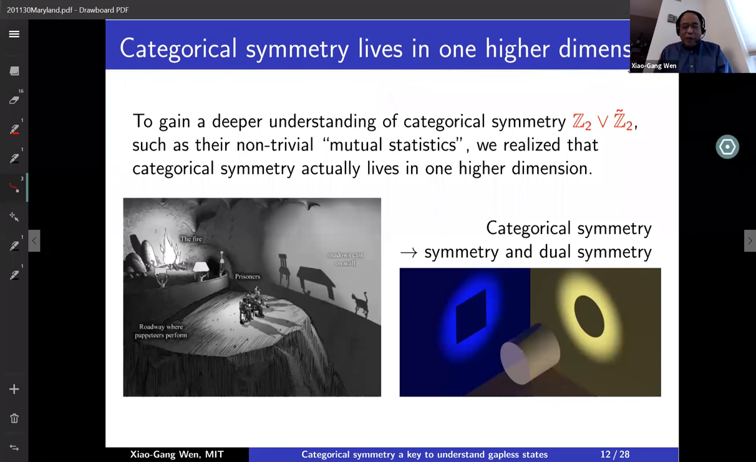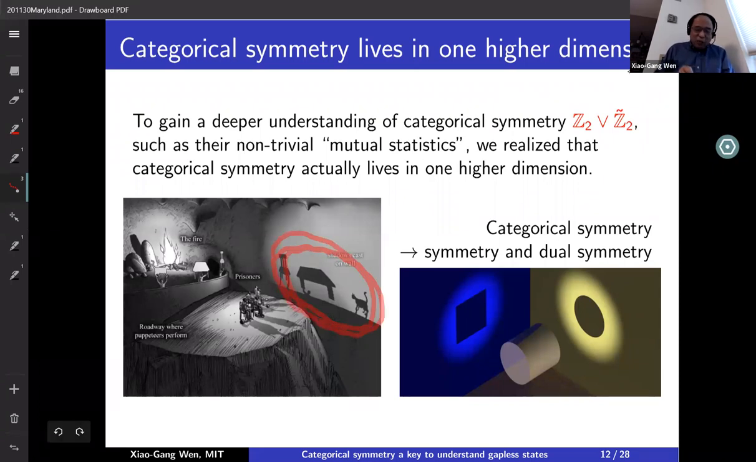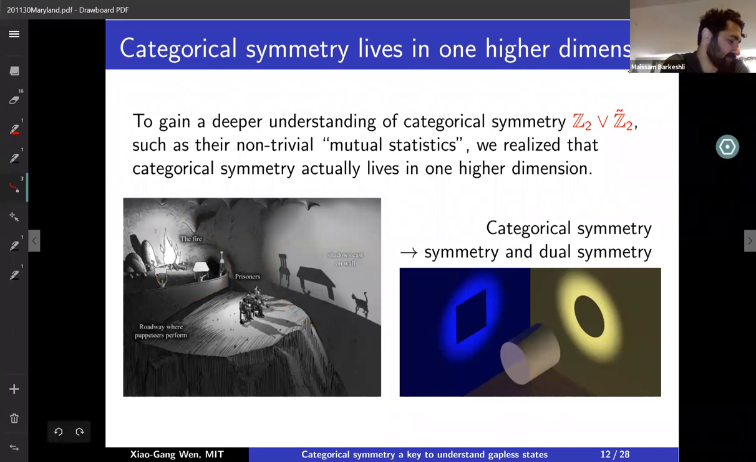And this reminds me of the famous story, Plato's cave. The prisoners see the projection all their life. And what is reality? Well, that's all they have. But those kinds of projection are kind of like a symmetry. So it turns out those symmetries actually are a shadow of something in one higher dimension. So it's kind of like this.